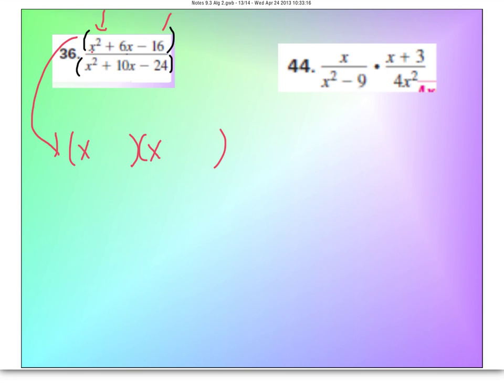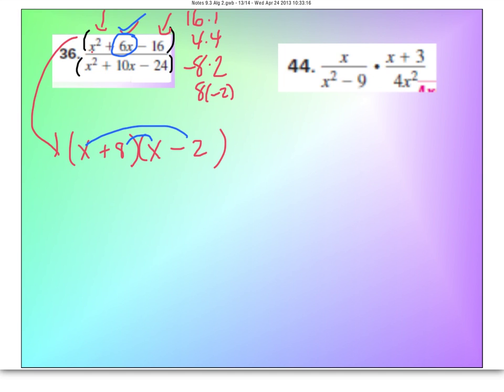I have to think of factors of -16 that will add to 6x. Well, either 16 and 1, 4 and 4, or 8 and 2. I can get -16 by doing -8 times 2, or I could do 8 times -2, because it has to add to a middle term of 6x. So if I do plus 8 minus 2, that multiplies to -16. That would be 8x, -2x. That would add to 6x, so the top looks good.